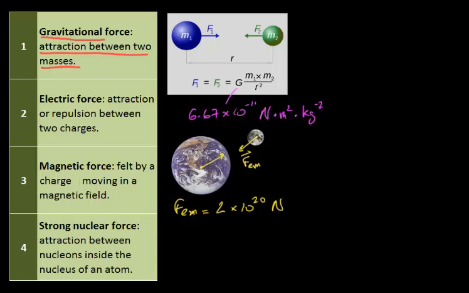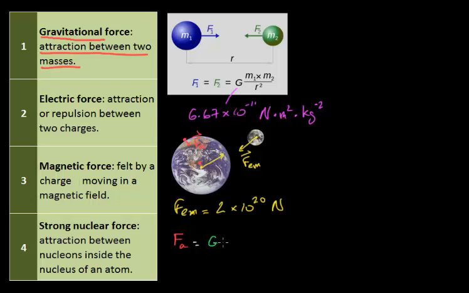Now, what about an apple that's hanging from a tree? What's the gravitational force attracting the apple and the Earth? Let's call it FA, like force on apple. Okay, so the gravitational force on the apple, the magnitude of that, if we apply the gravitational law that we see up there, we find that it's equal to what?